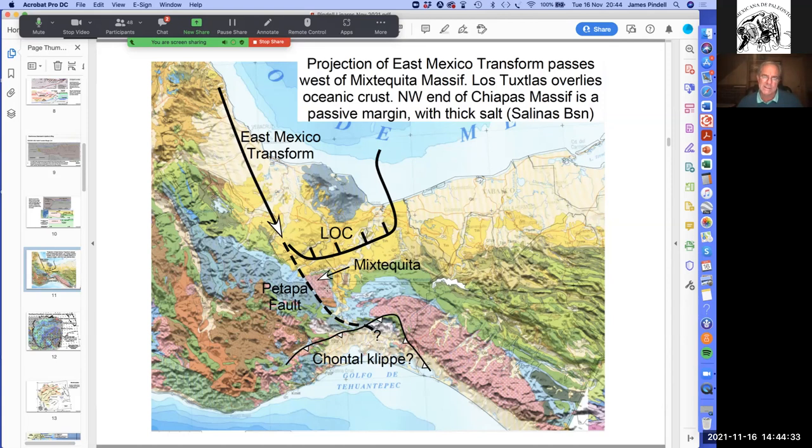And that is to the west of Mixtequita, and it's to the east of the Quicoteco Belt, or the Sierra Juarez. Then it goes across the Isthmus of Tehuantepec, and there it gets buried underneath something called the Chontal Clip. And this is something that was emplaced onto the Mexican margin back in the Paleocene, Eocene. So we're not going to worry about that in this talk.